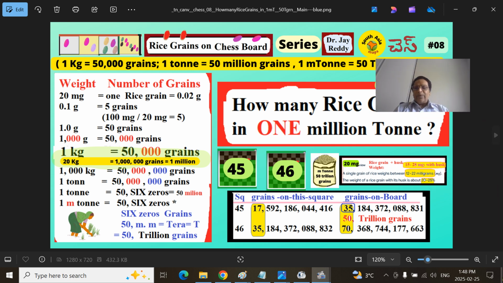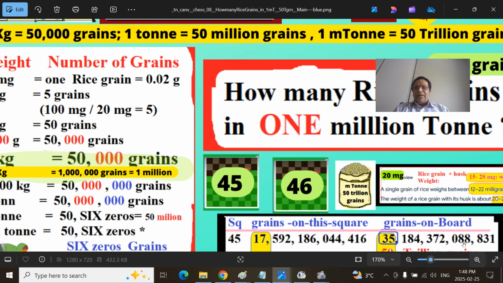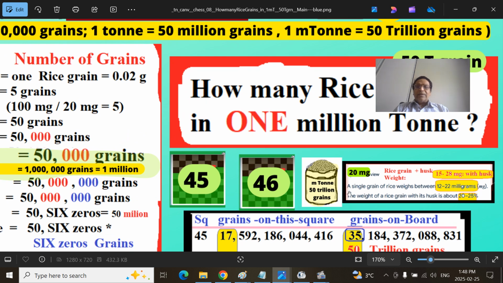Before that, here I have googled that. It says a single grain of rice weighs between 12 to 22 milligrams. The weight of the rice grain with the husk, husk means the shell around it, contains a little more, 20 to 25% more.